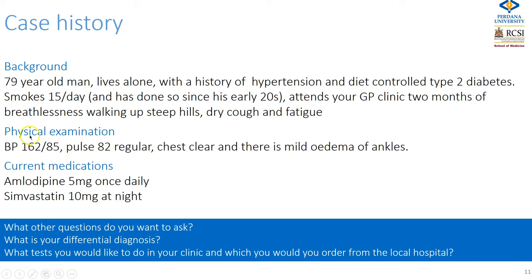On examination, his blood pressure is 162/85, his pulse is 82 and regular with no AF. His chest is clear. There is mild edema of both ankles. This is his current medication: amlodipine, 5 mg once daily for the hypertension, and simvastatin 10 mg at night for hypercholesterolemia. What questions do you want to ask?